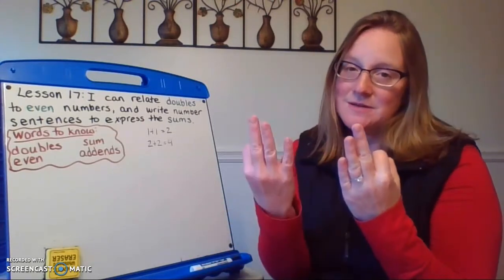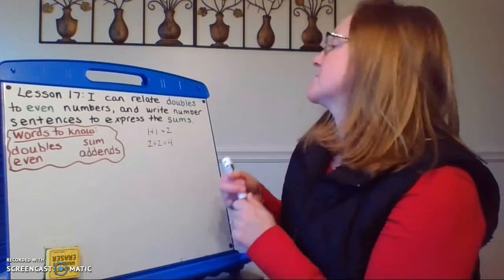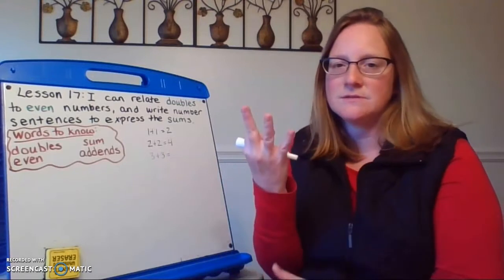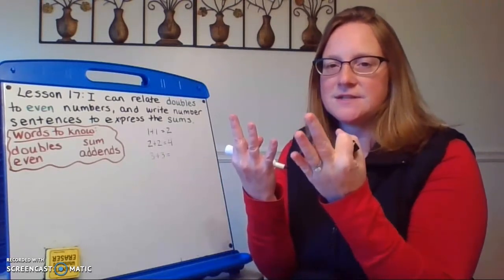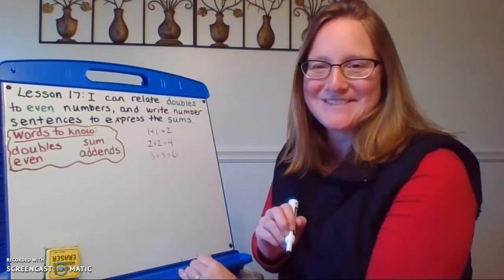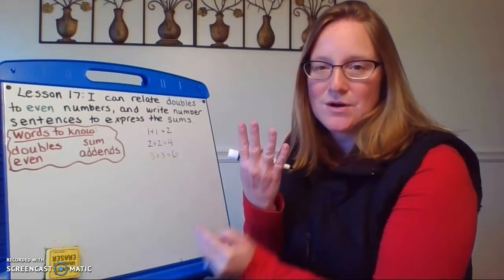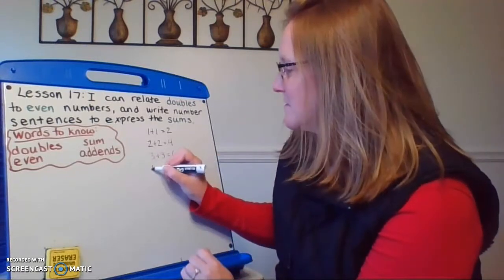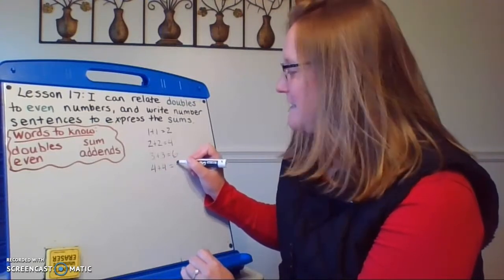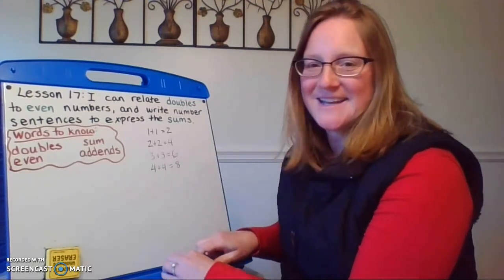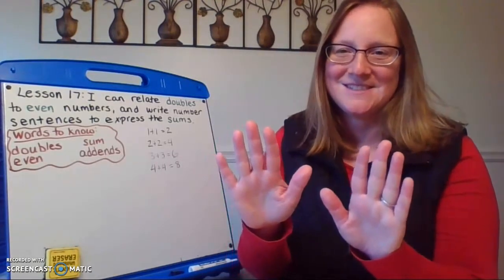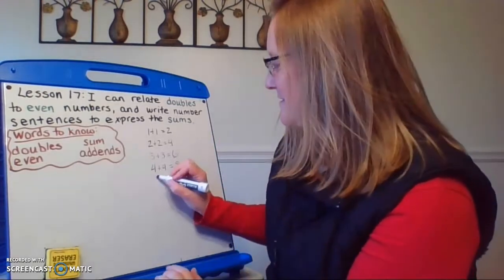So then it should be 3 plus 3. 3 plus 3 equals 3, 4, 5, 6, right? You could add them up that way. And then what? 4 plus 4, right? 4 plus 4 equals 8. And last but not least, 5 plus 5 equals 10. You got it.